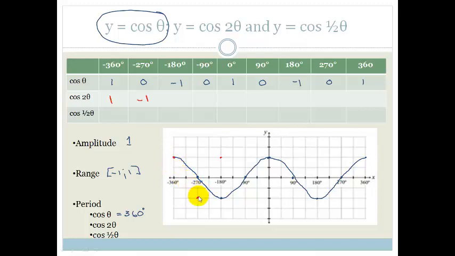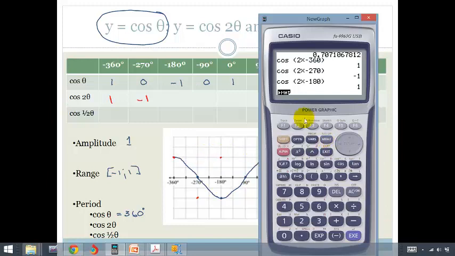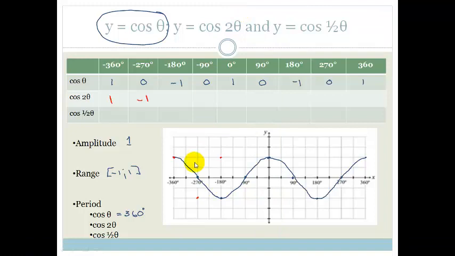Let's just see where this is crossing the x-axis. If it follows suit, going from year to year in what looks like 90 degrees, where normally we would be doing 180, then at this point here, which is going to be minus 315, it should be 0. Let's put that in our calculator. We go cos of bracket 2 times minus 315, close bracket, and there you go, 0. Yay, so we were right.